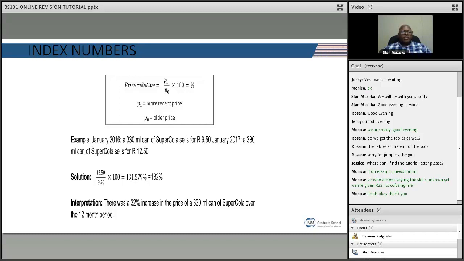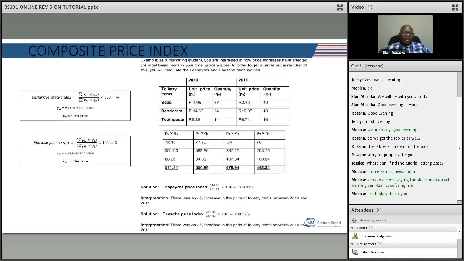That example says to us, January 2016, a 330 milliliter can of Super Cola sells for $9.50. In 2017, it sells for $12.50. Calculate the price index. So it is P1, the most recent price, divided by the older price, multiplied by 100, which is equal to 132%. Therefore, the cola has increased its price by 32% between 2016 and 2017. That is the meaning of that.